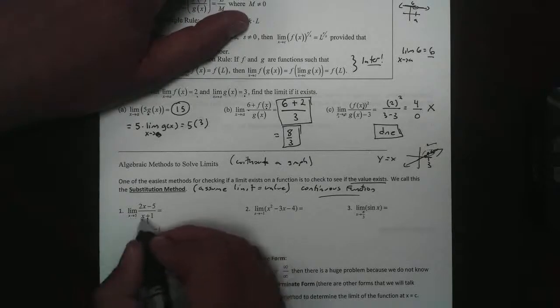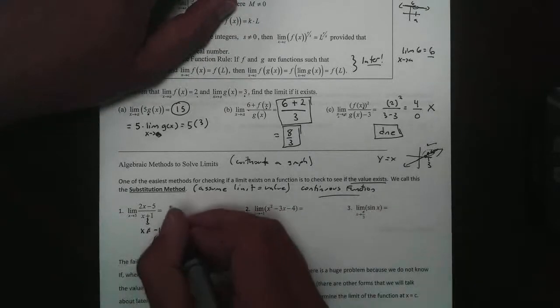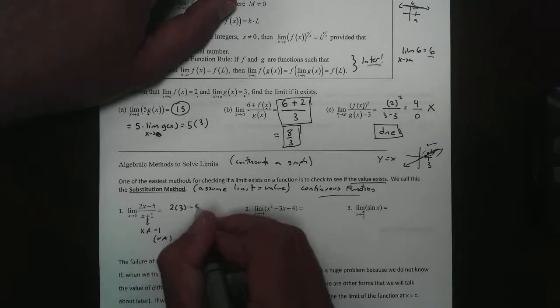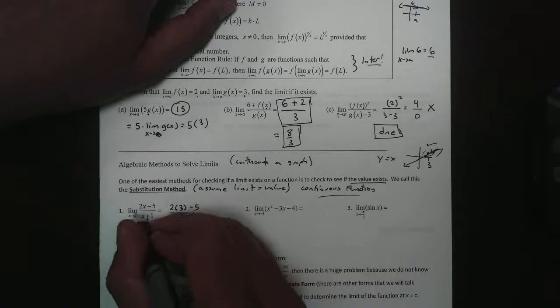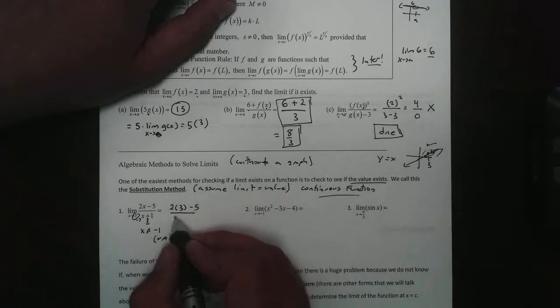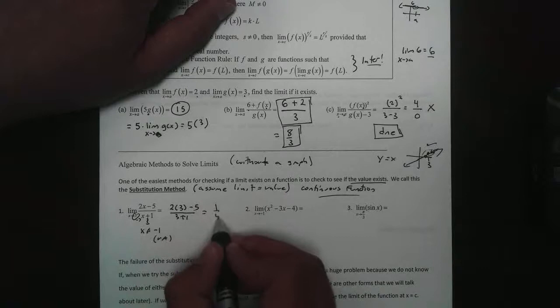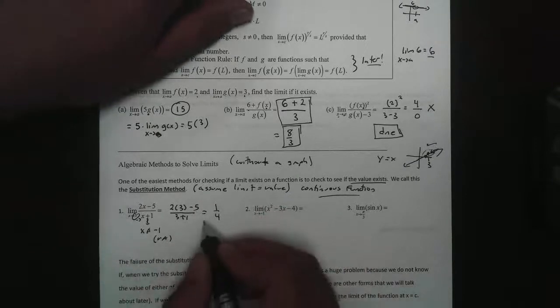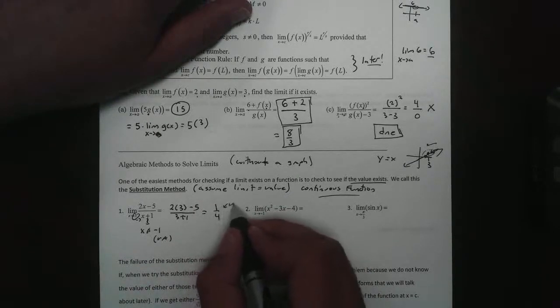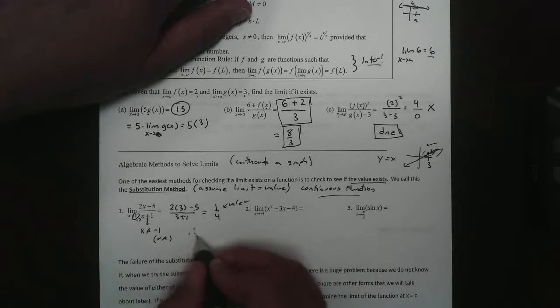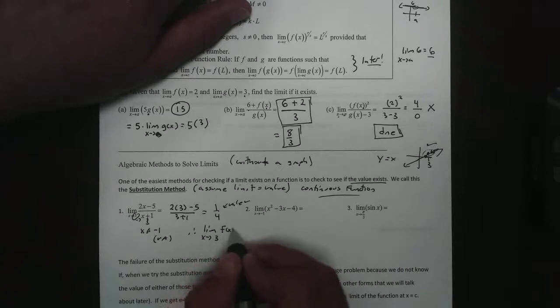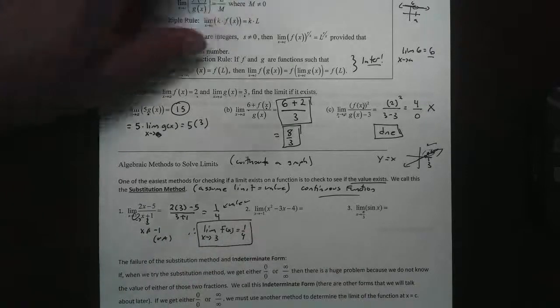What that means is I'm just going to check if the value exists. So I can just go 2 times 3 minus 5 over 3 plus 1. Everywhere there's an x, I just plug in 3. That becomes 6 minus 5 over 4, which is 1/4. So does the value exist? Yeah, it exists. Therefore, I can say that the limit as x approaches 3 of f of x is 1/4, because the value exists, the limit will also exist there.